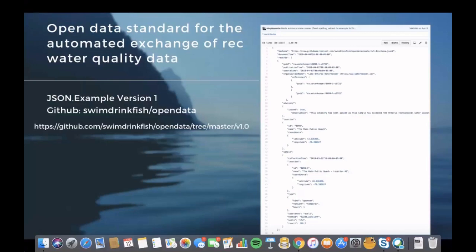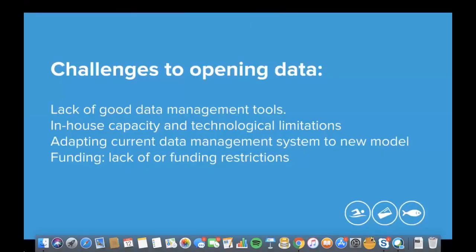So we did a lot of research. We had our own knowledge. We're working pretty closely with all the health units. And we also spent some time doing research last summer, just to understand what was going on with data management for recreational water quality monitoring, and what obstacles folks were facing. Essentially, the main one was a lack of good data management tools.